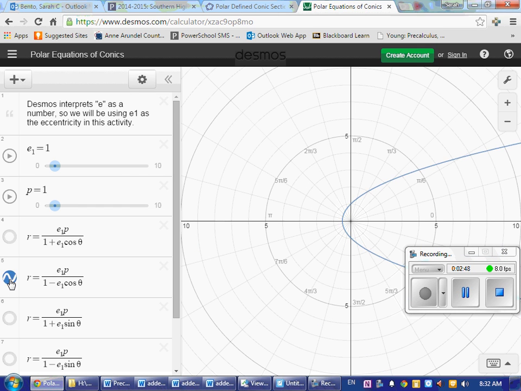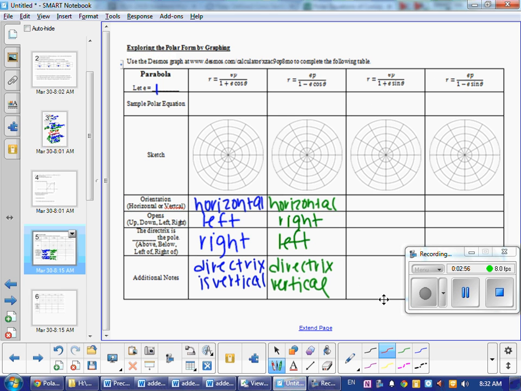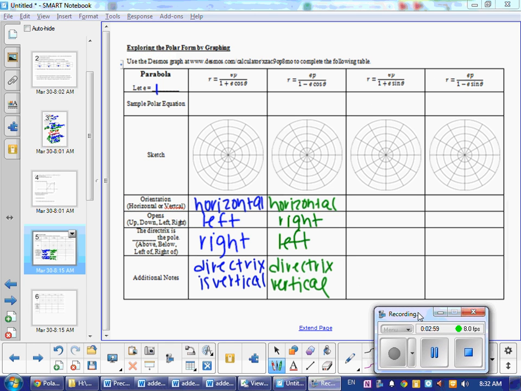So let's deactivate this and turn it on. Oh, it didn't open up. It opens down. Okay, so let's put that in our notes. So it's a vertical parabola that opens down. Where would the directrix be? Above the pole and in the horizontal direction.